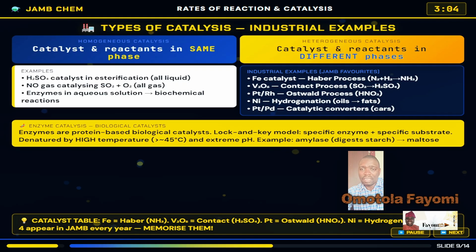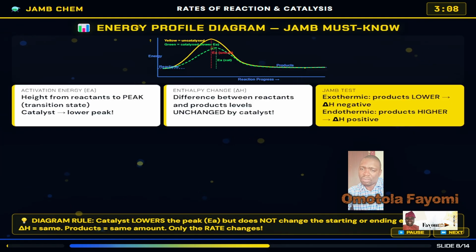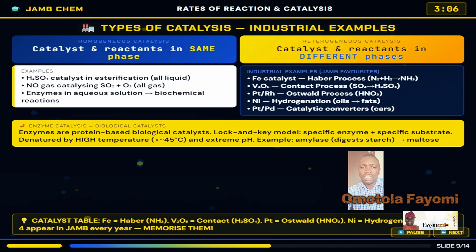What about enzyme catalysis? It is the biological equivalent. Enzymes are protein molecules that catalyze specific biochemical reactions. The lock and key model describes how each enzyme fits only its specific substrate. And what is crucial is that enzymes are denatured, permanently inactivated, by temperatures above roughly 45 degrees Celsius, and also by extreme pH values. These four industrial catalysts and the enzyme concept, memorize them. They appear in JAMB every year.